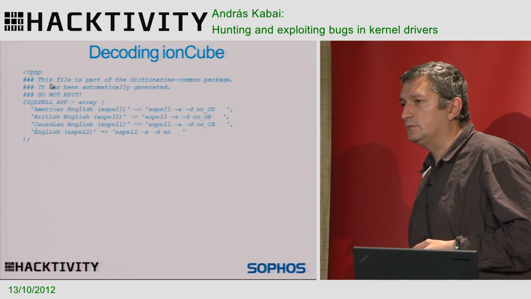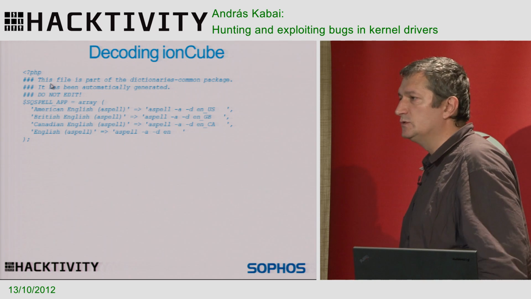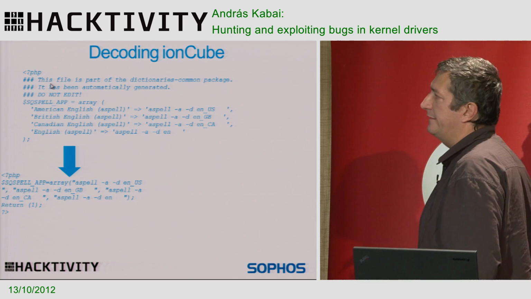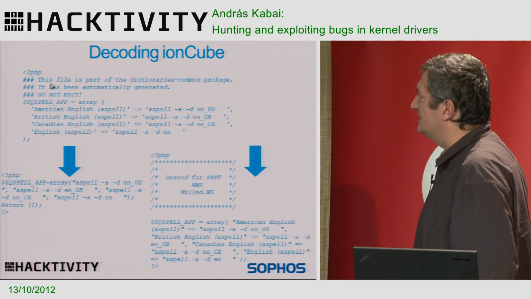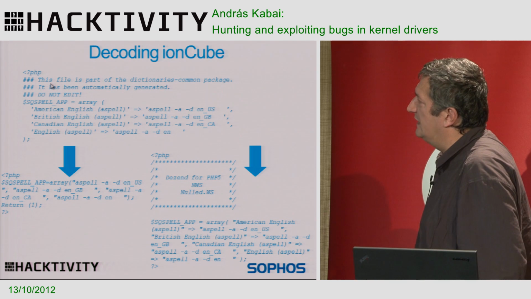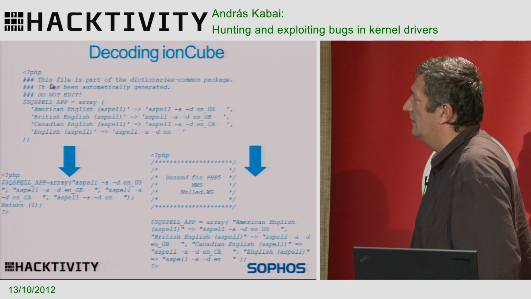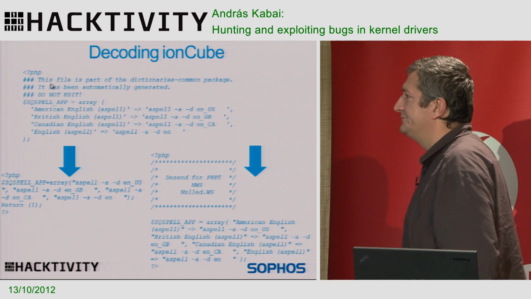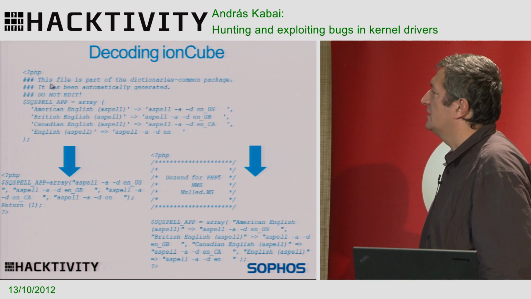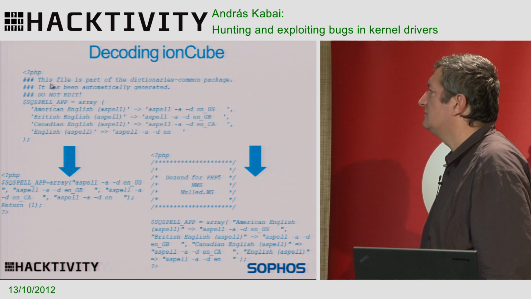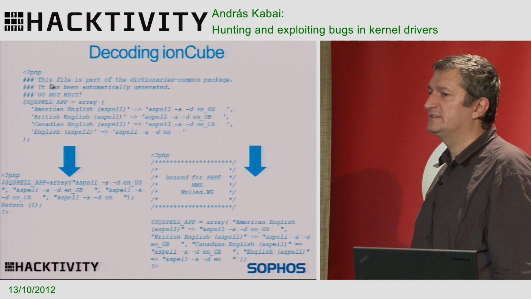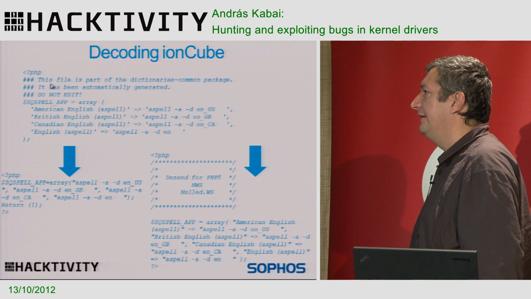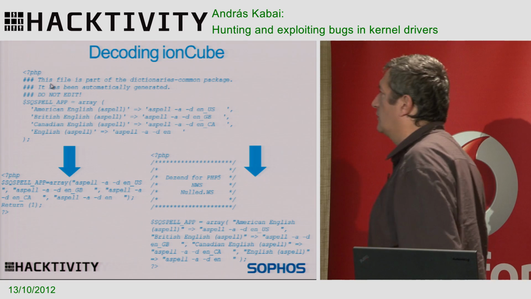It is not impossible to decode ionCube. There are some tools available for that, one of them being ionCube decoder, the other Descender. From the original code, they make something that looks like, or resembles, the original code. In very simple cases, it's equivalent to that. In more complicated cases, it doesn't even compile.